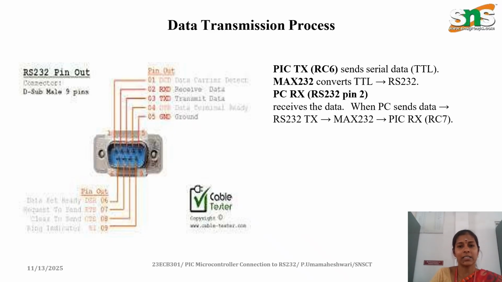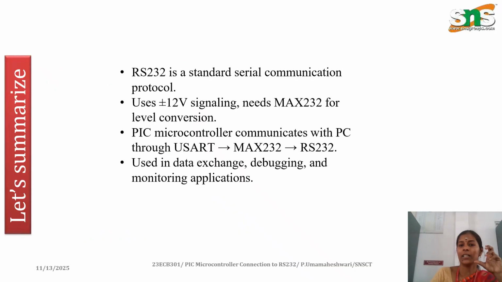In the data transmission process, the PIC sends the serial data at TTL level. The MAX 232 converts the TTL to RS-232. The PC RX is the RS-232 line, connected to the second pin, which receives the data. When the PC sends data through RS-232, the MAX 232, as I discussed in the previous slide, acts as a driver IC. We need that for transmission.